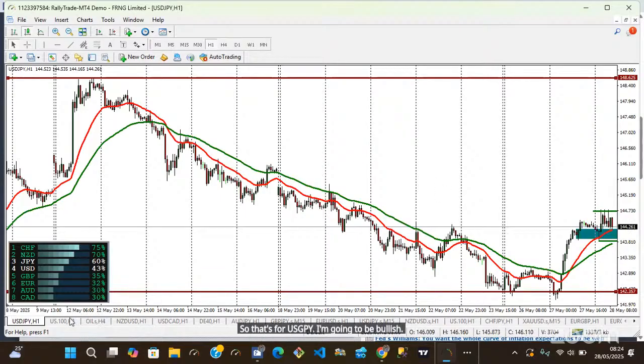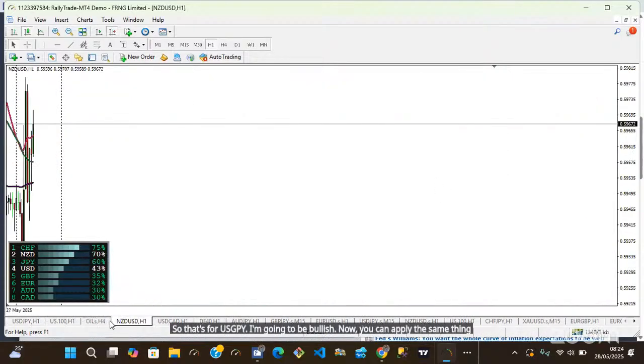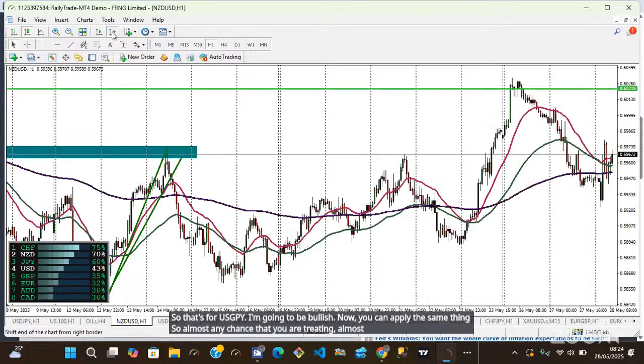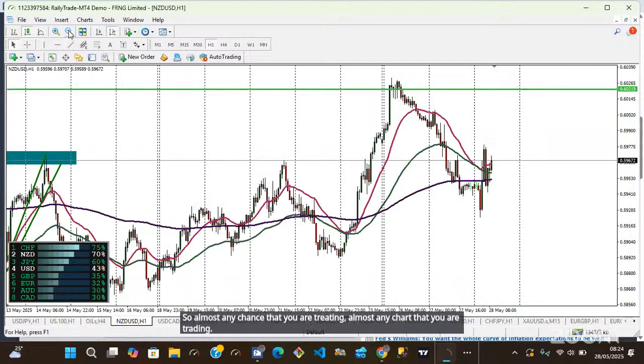Now you can apply the same thing to almost any chart that you are trading.